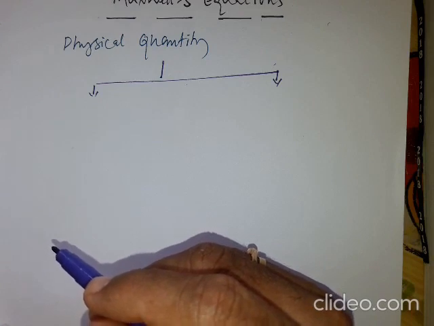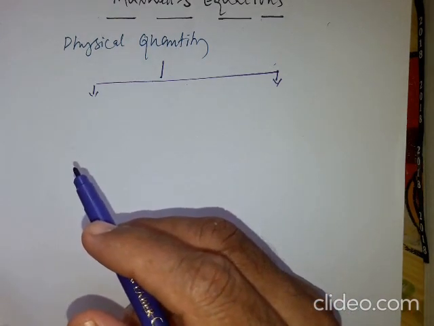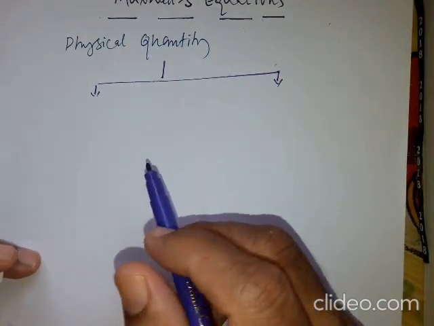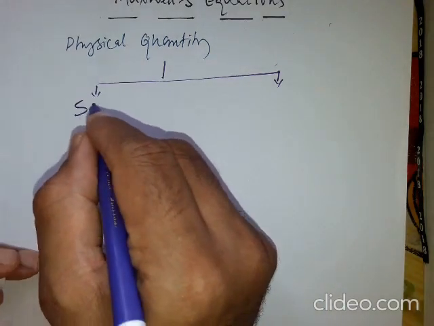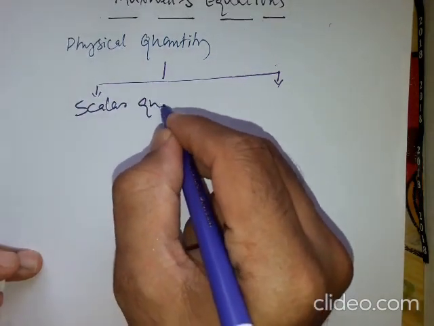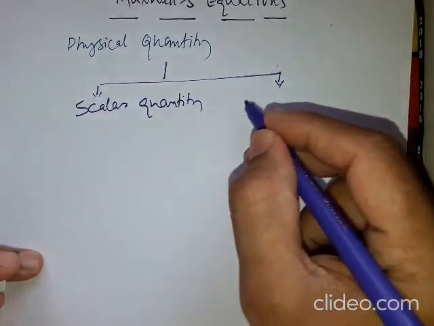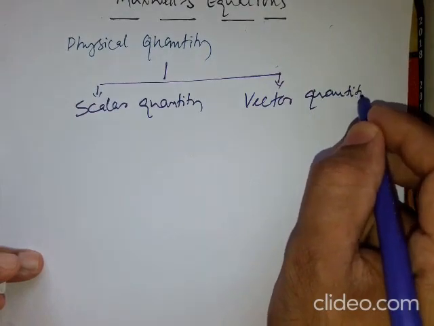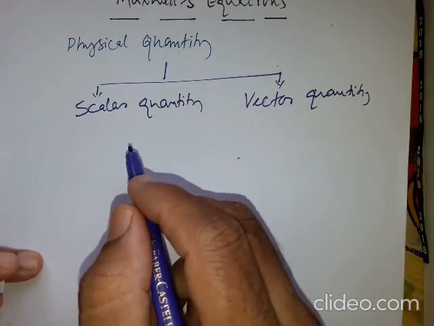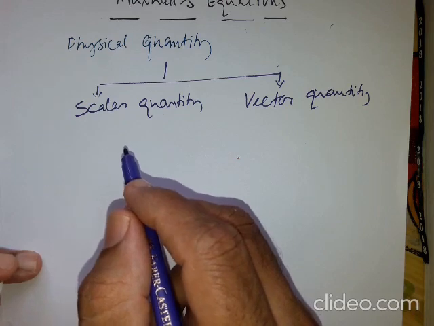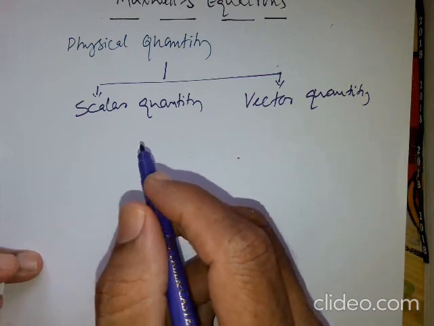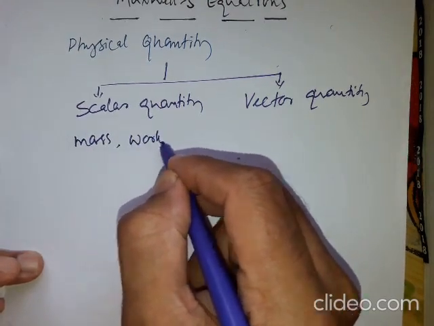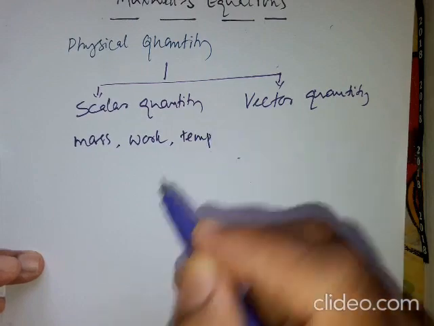To start with, I'll be discussing some of the fundamentals of physical quantities. You know that physical quantities are divided into two types. One is the scalar quantity, the other one is the vector quantity. A scalar quantity is one which has only magnitude. Examples you can give are mass, work, temperature, etc.